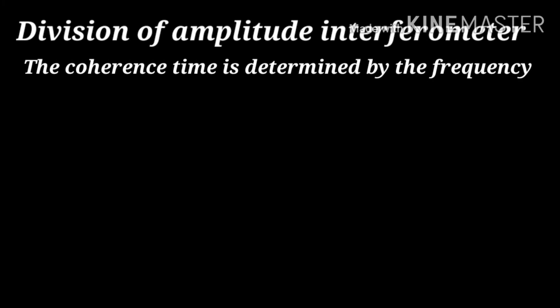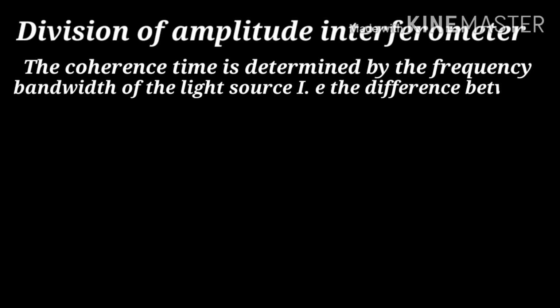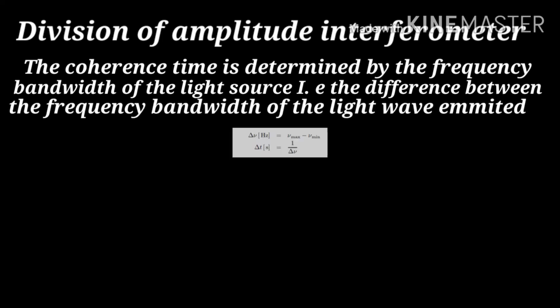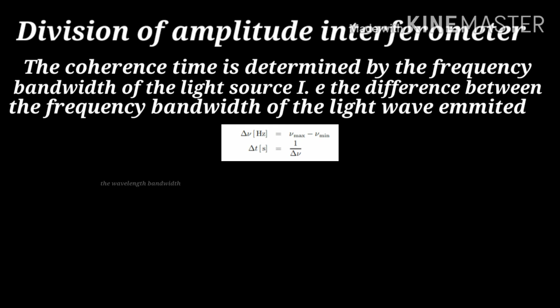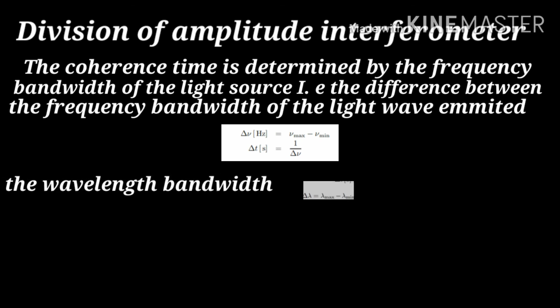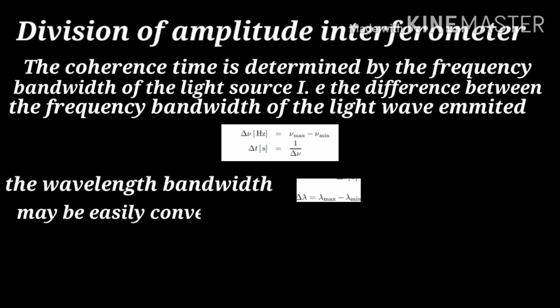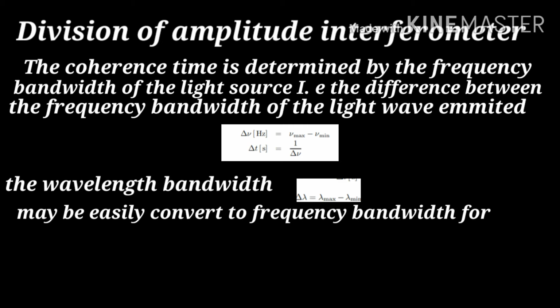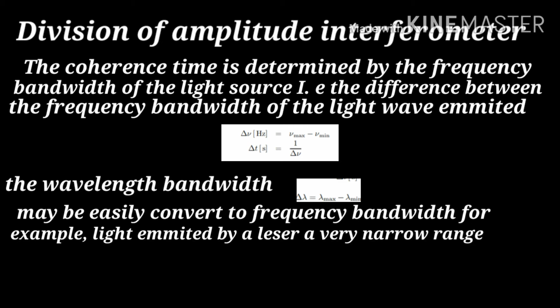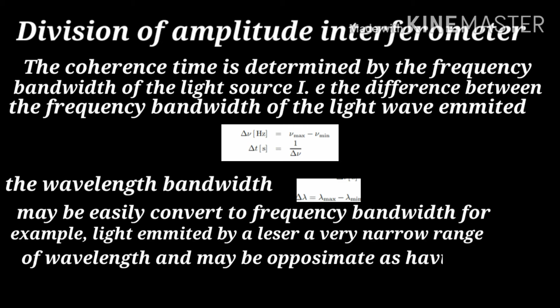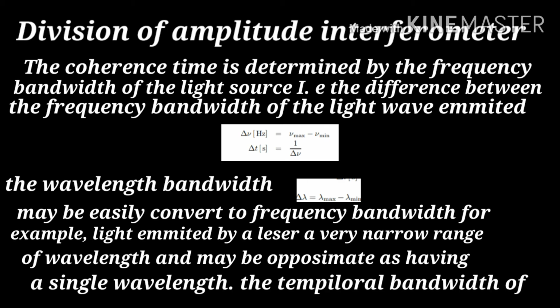The coherence time is determined by the frequency bandwidth of a light source. Therefore, the frequency bandwidth of a light is delta nu equals nu max minus nu min, and then delta t equals 1 by delta nu. The wavelength bandwidth, delta lambda equals lambda max minus lambda min, may be easily converted to the frequency bandwidth.